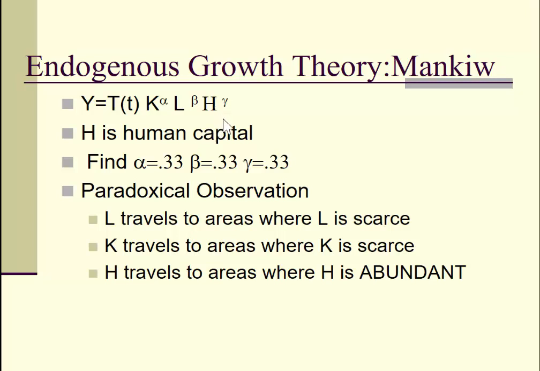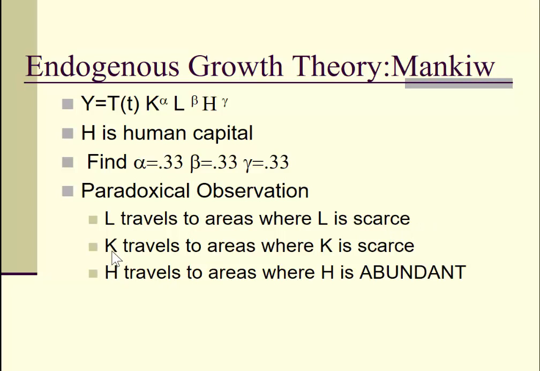We still have some paradoxes. Just as we predicted that there would be convergence, where economic factors would travel to where they were scarce, we have paradoxical observations in the Mankiw model. The Solow model and the Mankiw model predict that labor would travel to areas where labor is scarce. That for sure is true. That's why there's immigration. That's why laborers are moving to where they are needed in the global economy.